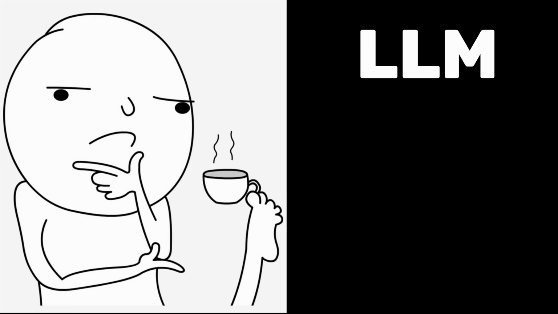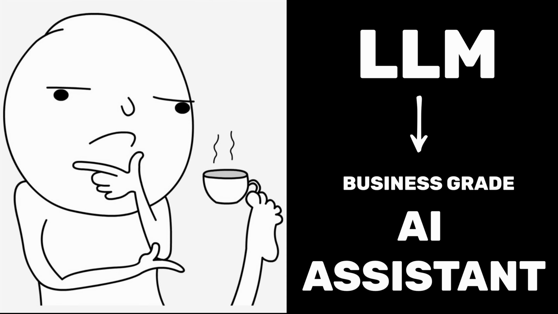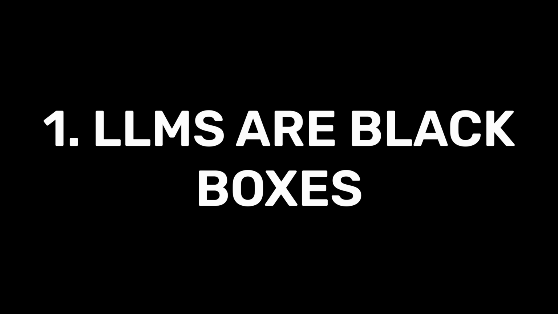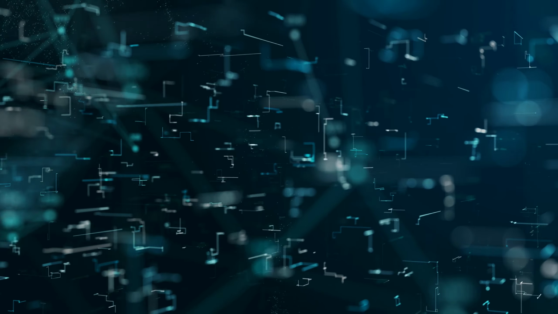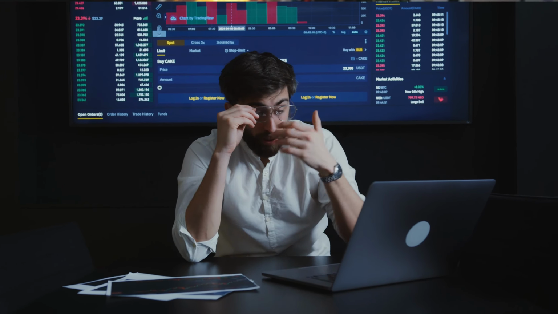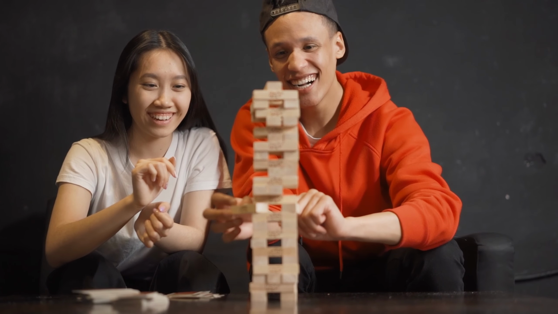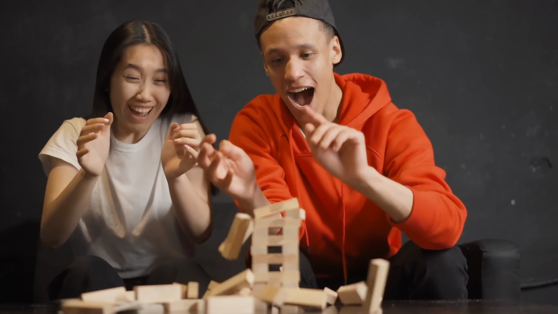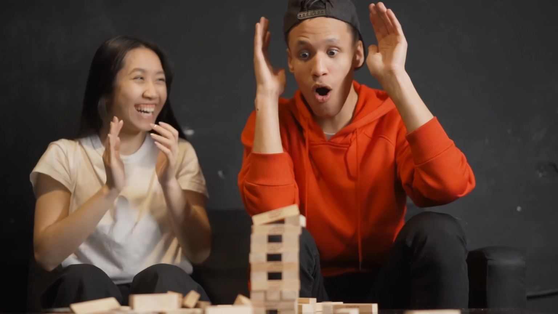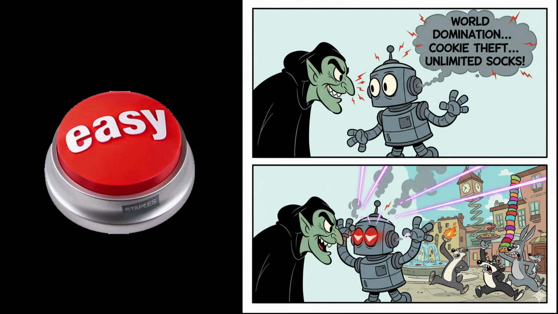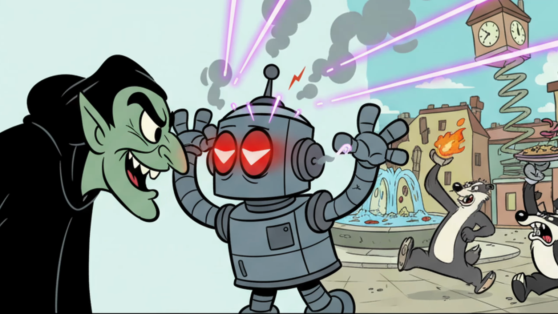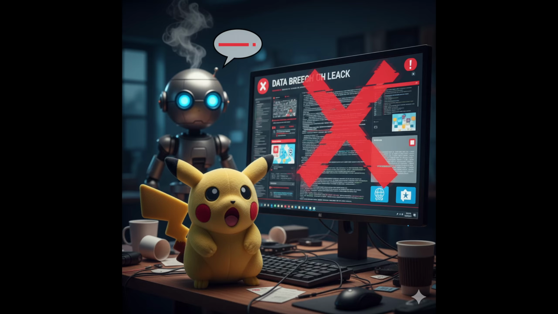So why can't you just use large language models to build a business-grade AI assistant? Well, there are a few reasons. First, LLMs are black boxes. You don't really know why they make certain decisions that they do, which makes them impossible to debug. Second, they're not really scalable. As you add more tools and business logic, they become more flaky and unreliable. And third, they're not really secure. They can be easily manipulated with prompt injections, which, as you know, can have disastrous consequences.